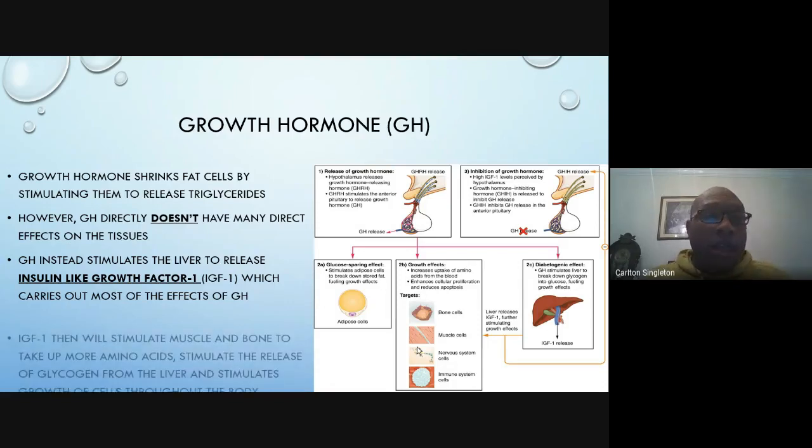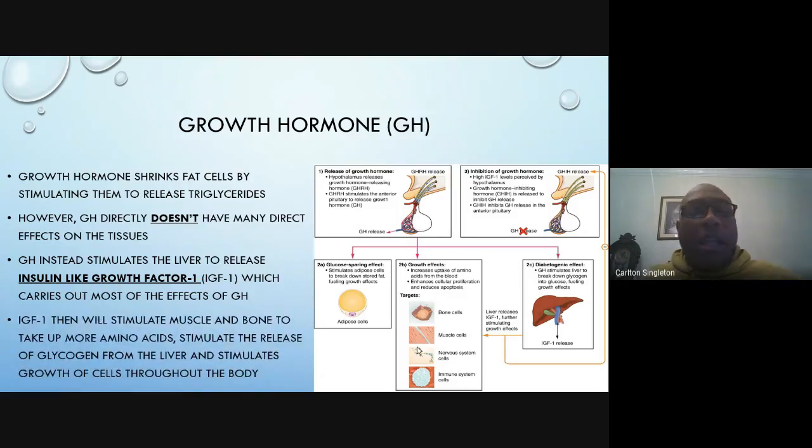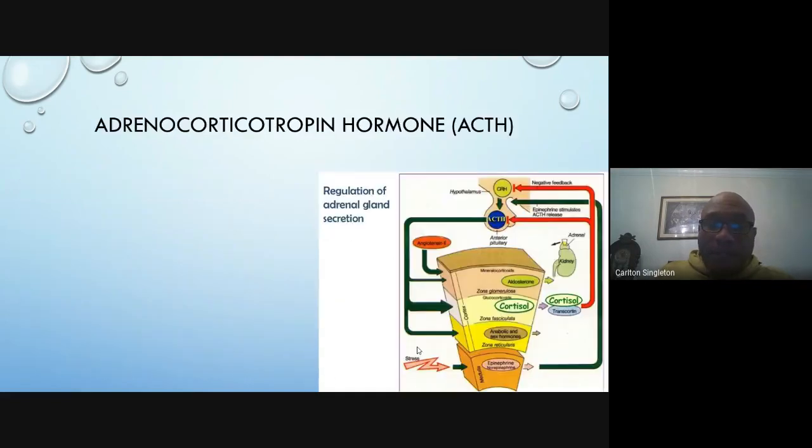Okay, this is like growth factor, but then go on to do a lot of the effects that growth hormone would normally do. So IGF will stimulate muscle and bone to take up more amino acids. It stimulates the release of glycogen from the liver, and it stimulates growth throughout the body. So all of the actual growth effects of growth hormone are carried out by IGF. That's the one who does all the effects. So make sure you are aware of that.